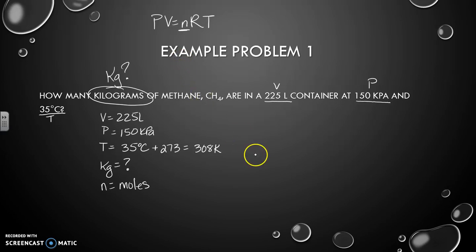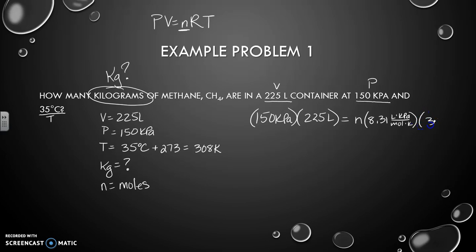So now all we have to do is plug it in there. Just plug and chug, right? P is 150 kPa. We multiply that by 225 liters. n we said we're solving for. R is going to be, since we have kPa for our units, 8.31 liters times kPa over moles times Kelvin. And then our temperature is 308 Kelvin. Now you can cross out your units now, or you can do it at the end.